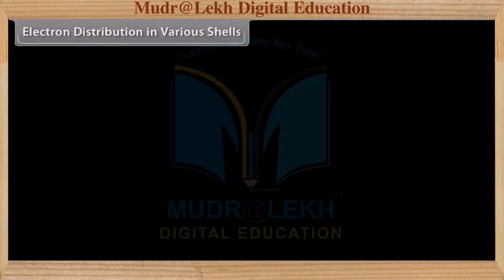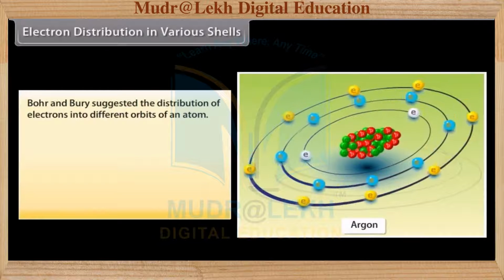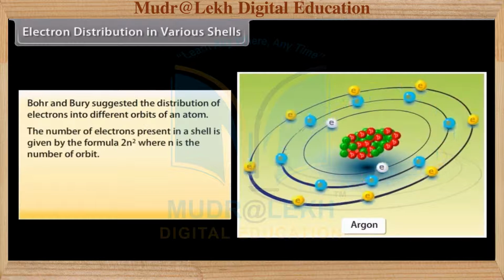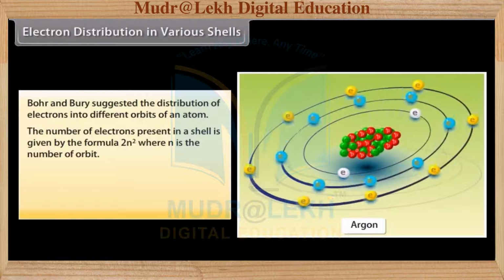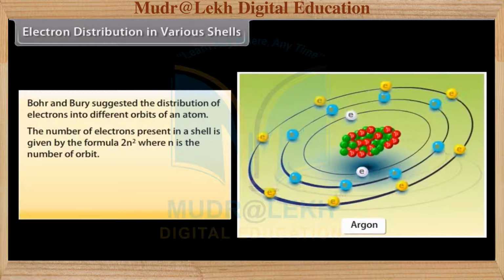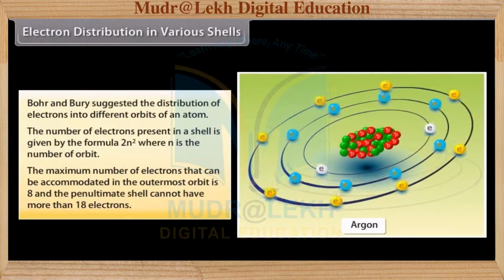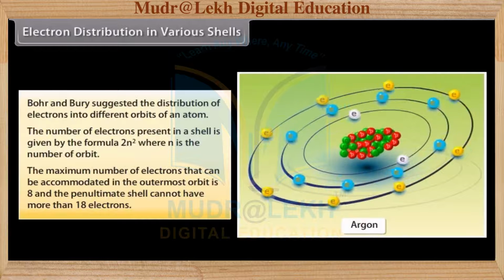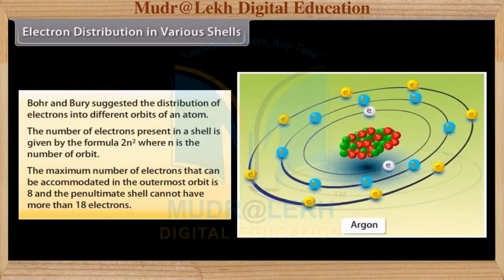Electron distribution in various shells. Bohr and Bury suggested the distribution of electrons into different orbits of an atom. The number of electrons present in a shell is given by the formula 2n square, where n is the number of orbit. The maximum number of electrons that can be accommodated in the outermost orbit is 8, and the penultimate shell cannot have more than 18 electrons.